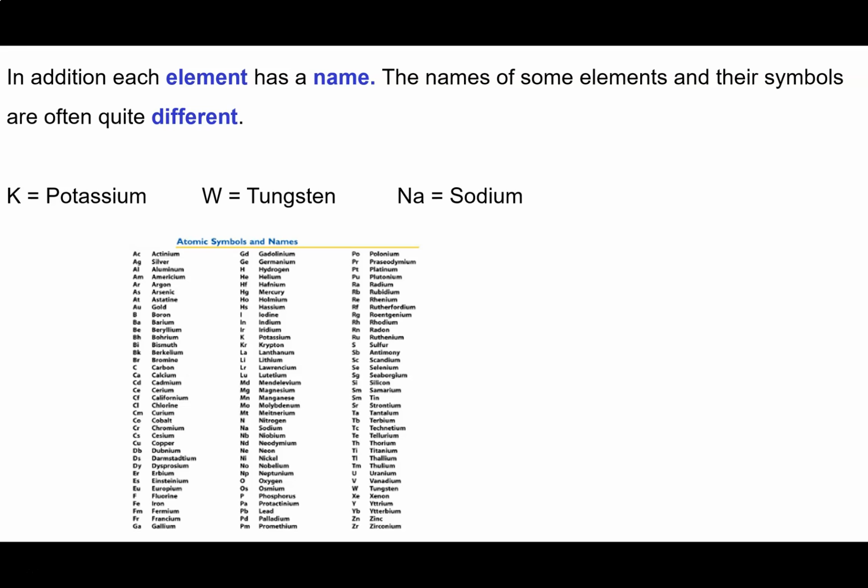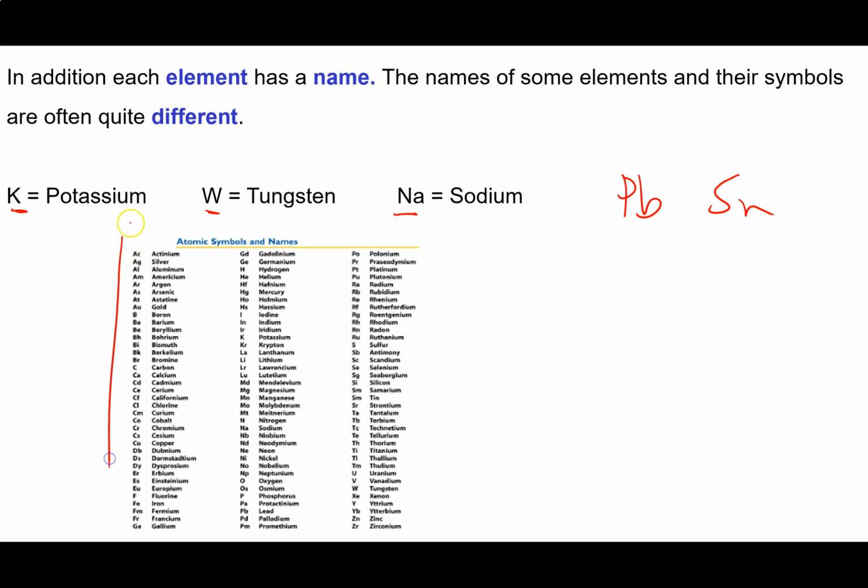Okay, so in addition, each element has a name as well as a symbol, and you want to be aware, like I said, that the names of some elements and their symbols are often different. Potassium is an example, tungsten is another one, sodium is another one, lead, tin. There's a bunch of them, like I said, 11 of them that have no connection to the name in English.